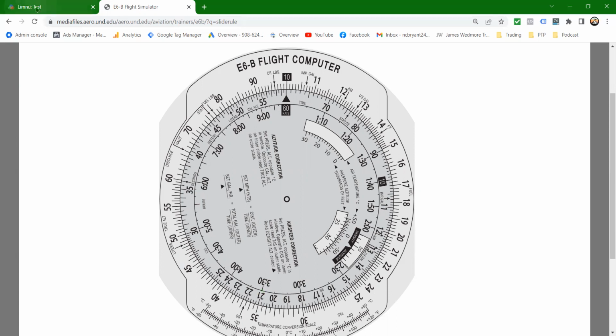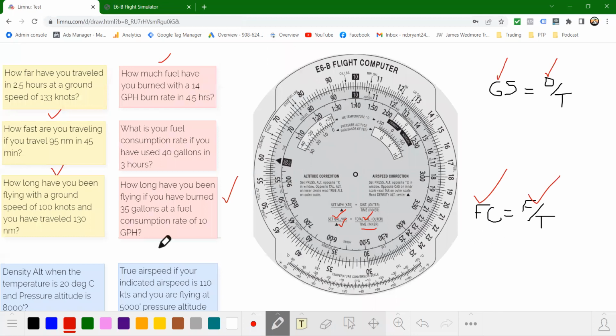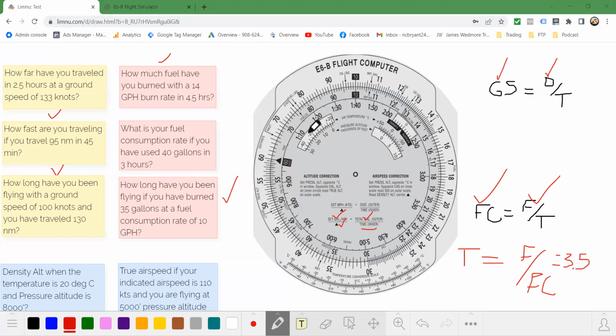So does that make sense? Let's see here. So we've burned 35 gallons and we have a fuel consumption rate of 10 gallons per hour. That sounds like it makes sense to me. If we want, we can use this little equation. We can solve for time. So we just have 35 divided by 10. That's going to equal 3.5 hours. So it makes sense. See what you guys said in the chat. 3.5 hours. Yep. Nice job, Fedor.